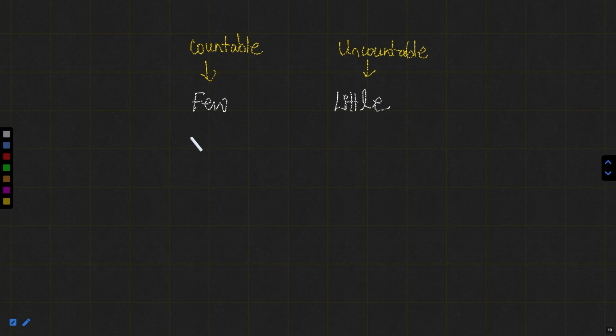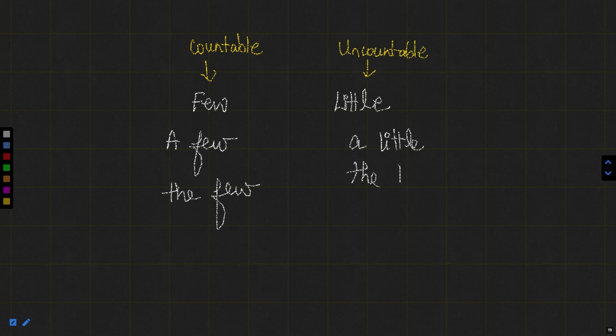Now there are two more words. First of all, a few, and another is the few. Likewise, with little we have a little, and another one is the little. So these are three words. We have already discussed these three words, or in fact we are going to discuss them in the adjective part as well. But let me tell you here as well that few, a few, the few are actually adjectives. Here few means when we are talking about no or nothing, negligible.